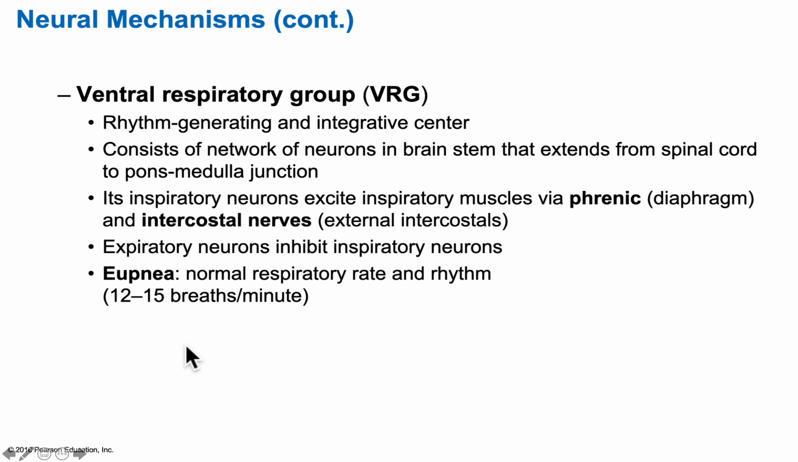You have bradypnea. When the rate falls below 12 breaths per minute, we call that bradypnea. And tachypnea is when you have respirations or breathing occurring greater than 20 breaths per minute. So eupnea, bradypnea, and tachypnea. These are three terms you may want to be familiar with.